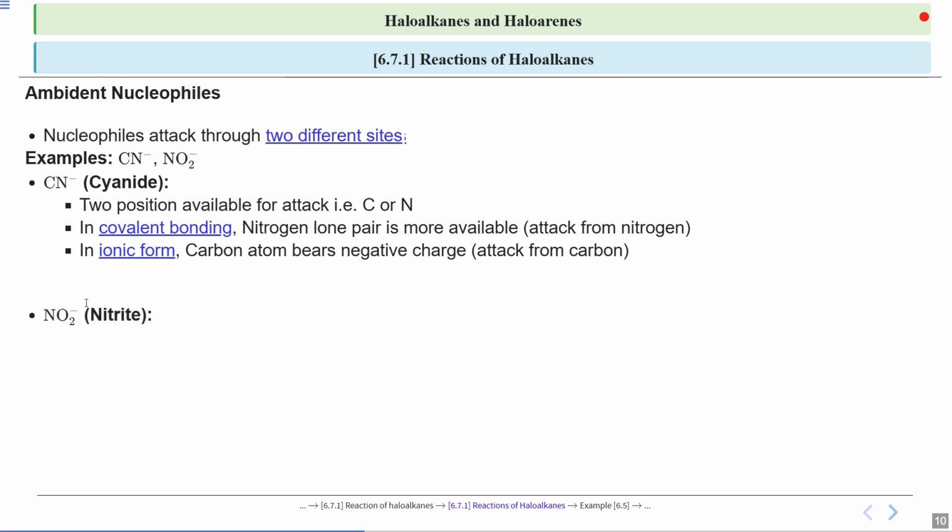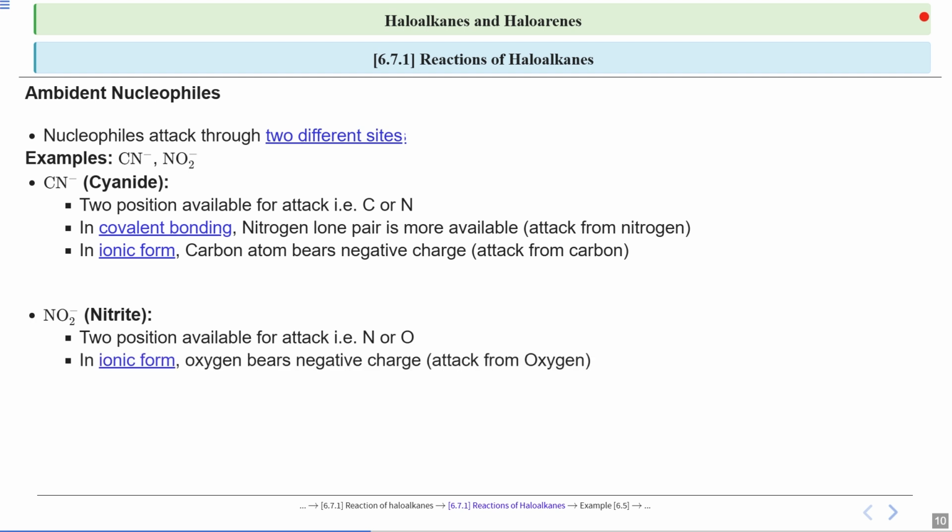The second nucleophile is NO2 minus, that is nitrite. This is also an ambident nucleophile because two positions are available in this also for the attack. That is, first is nitrogen and second is the oxygen atom which is present in the nitrite nucleophile. Now, in the ionic form, oxygen will bear a negative charge, so the attack is going to happen from the oxygen atom. Okay, so NO2 you can write as O negative single bond N, which has a lone pair and is making a double bond with the other oxygen.